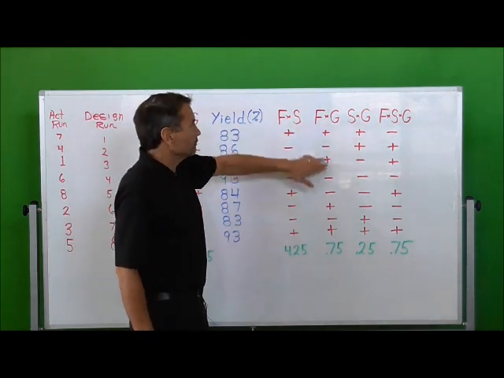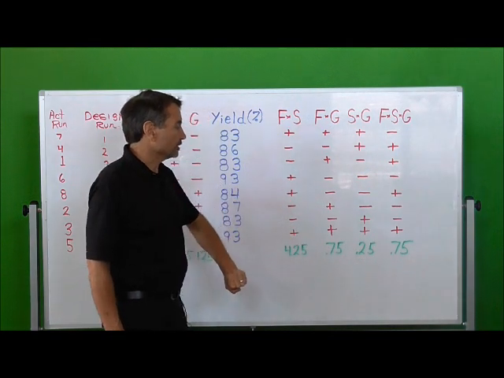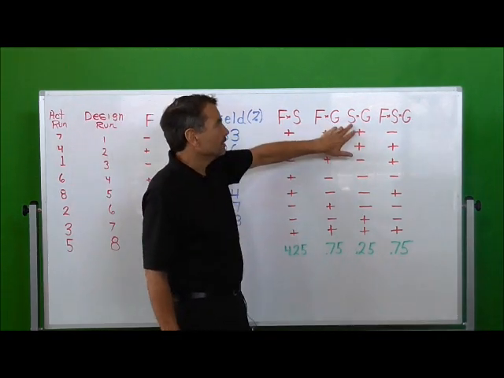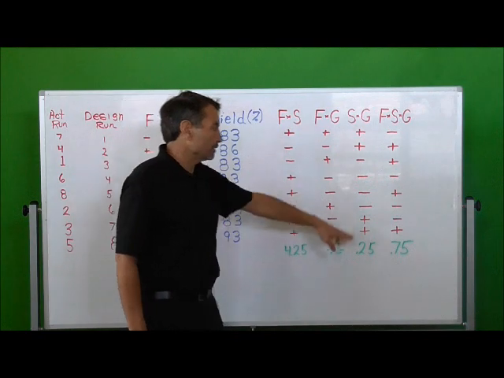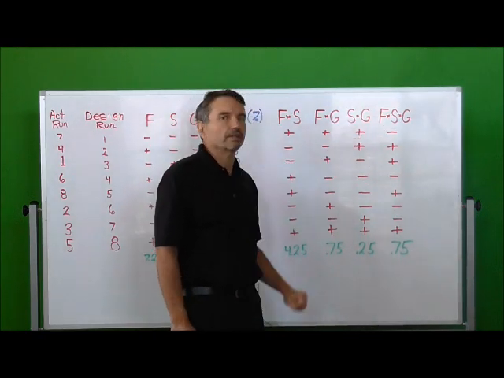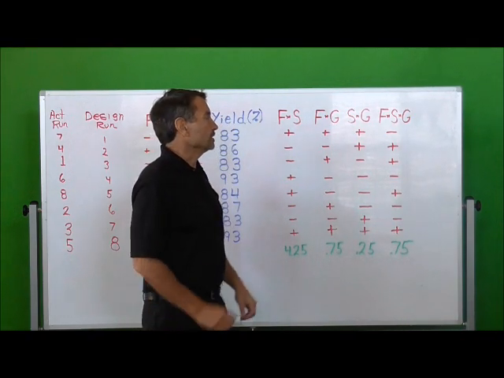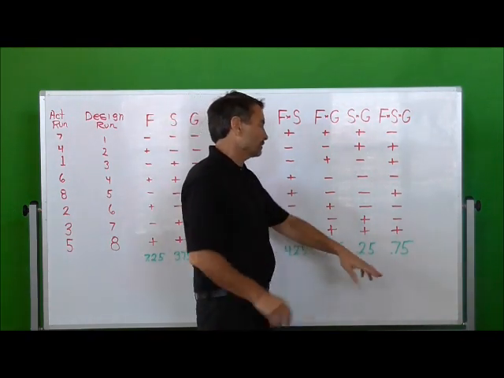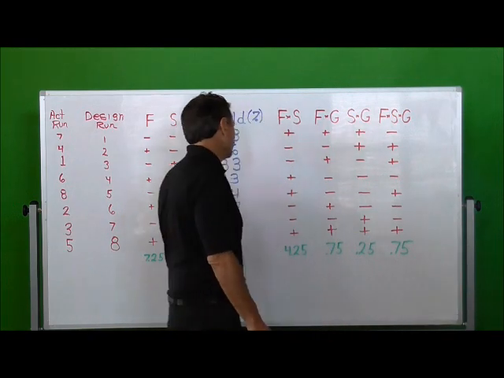We can also do that for the force by gravity, and it comes out to 0.75. The speed by gravity comes out to 0.25, and the same exact procedure for the three-way interaction, force by speed by gravity, gives 0.75.